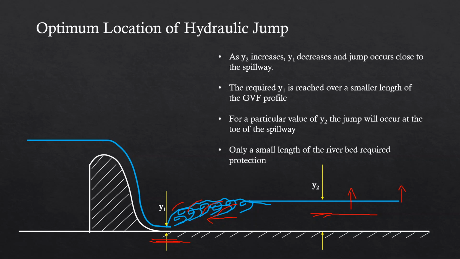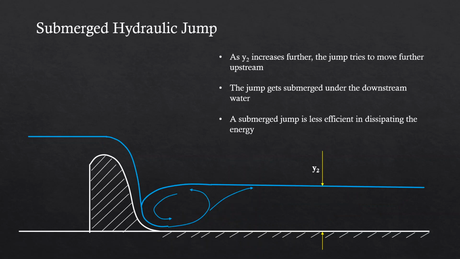So here the velocity is very high, so this area obviously has to be protected, and in the jump there is lots of turbulence, so we have to protect almost this much length. So this is the optimum location for the hydraulic jump. Now as y2 increases further, the problem is the jump will move further and further upstream.